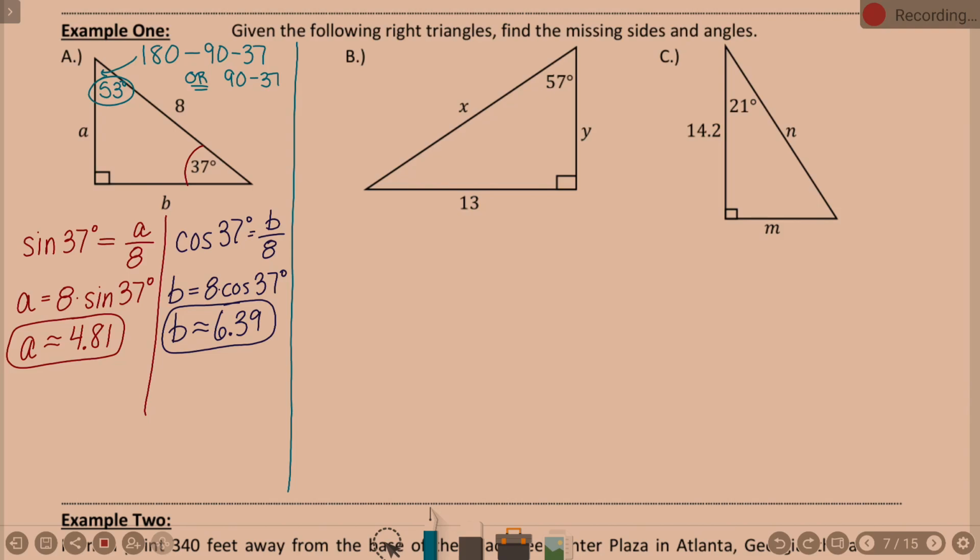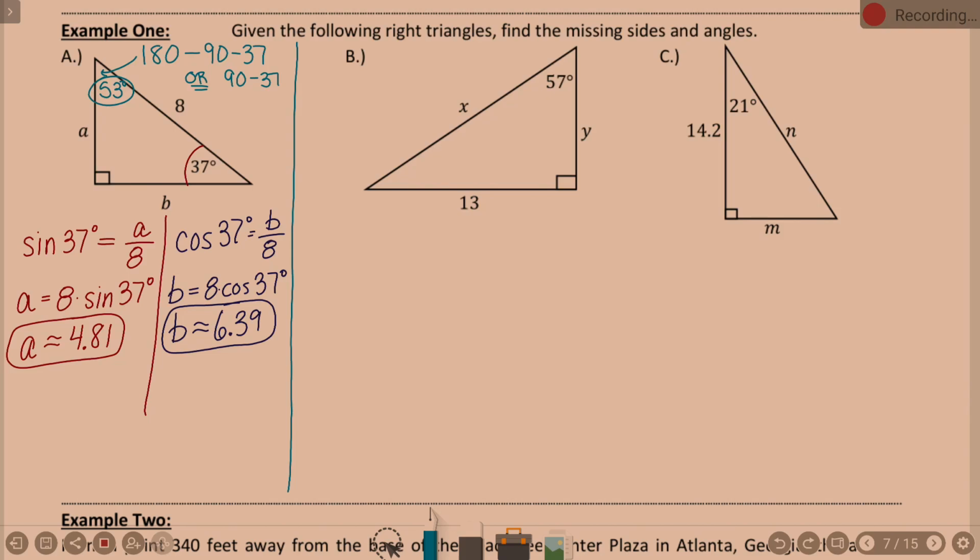Now, keep in mind a couple of things. First of all, my recommendation, once you know side A is a big, long, messy decimal, I would not use side A to then try and find side B. Go back and use the nice neat whole number of 8 with your B. So don't try and use your decimals.